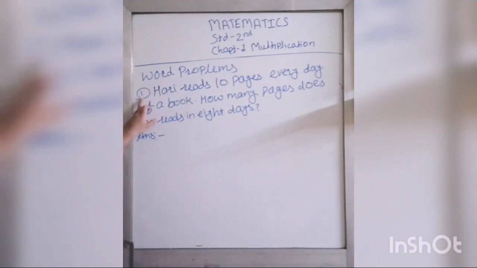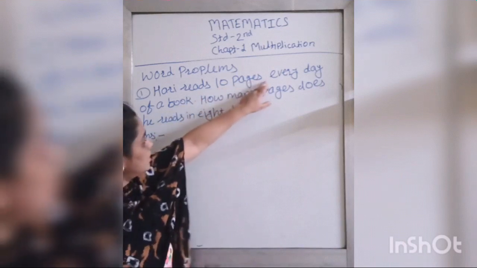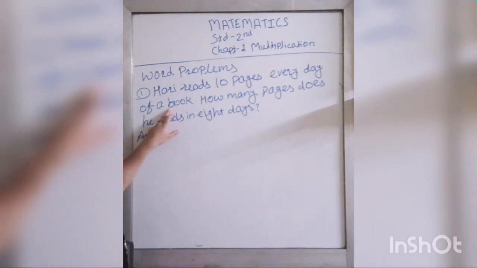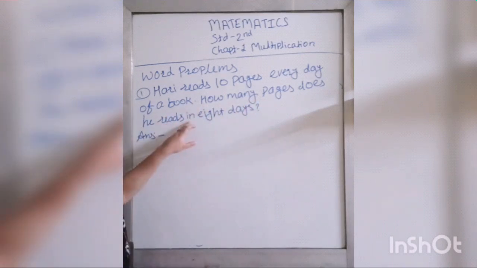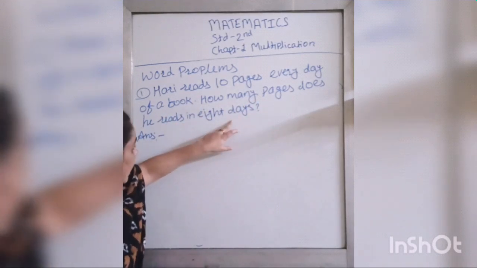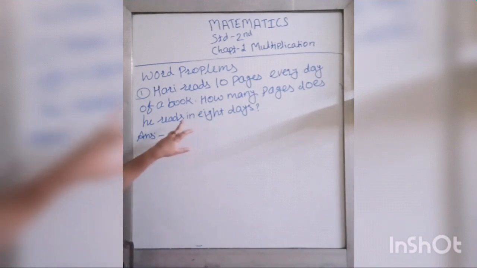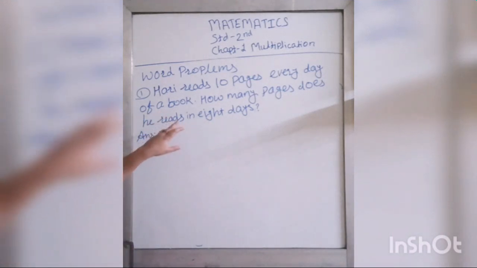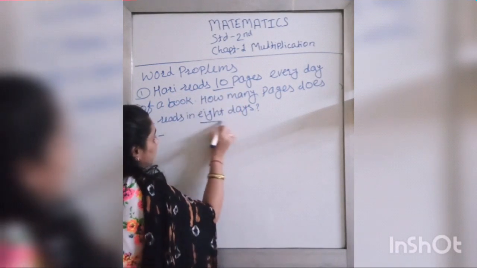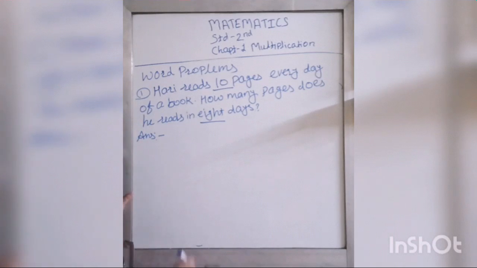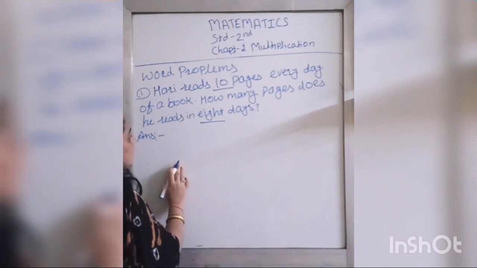First one, what information is given here? See, Hari reads 10 pages every day of a book. How many pages does he read in a day? We have to calculate how many pages he reads in a day. In one day, how many pages is he reading? He is reading 10 pages. So in 8 days, how many pages will he read? Now, what will we write here?